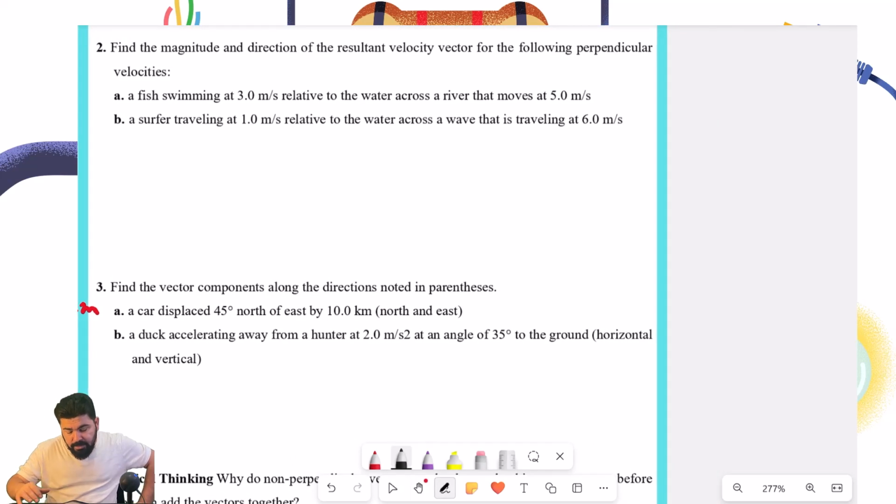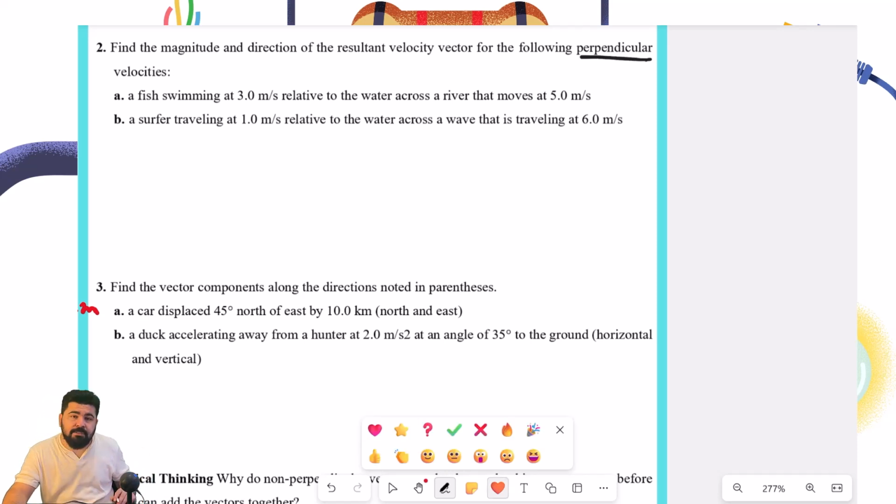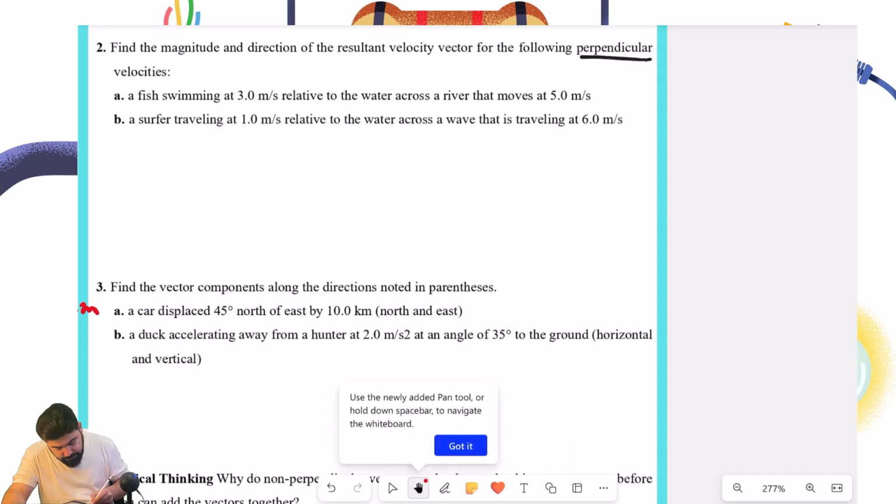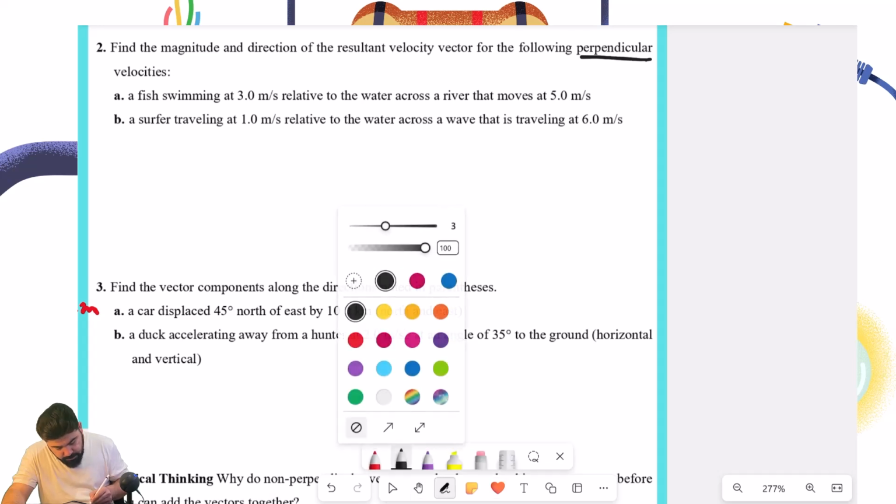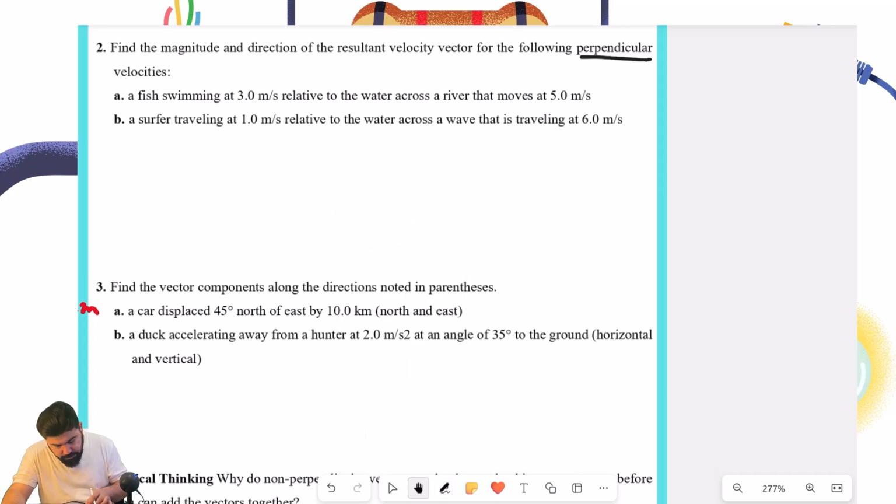Now find the magnitude and direction of the resultant velocity for the following perpendicular vectors. It says perpendicular vectors, guys. A fish swimming 30 meters per second. So it says a fish swimming.